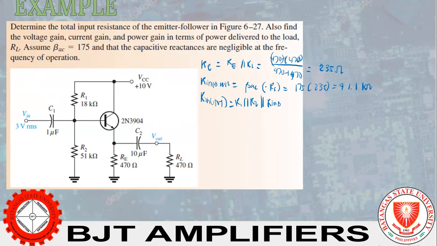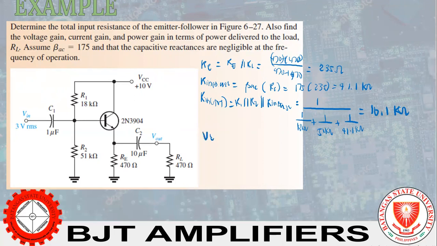Ay, ano ba 'yan? Rn base. So, 1 over Rn base equals 1 over 18 kilo ohms plus 1 over 51 kilo ohms plus 1 over 41.1 kilo ohms. And that would be equal to 1 over 1.18 plus 1 over 150 kilo ohms plus 1 over 41 kilo ohms, and that would be equal to 10.1 kilo ohms. Okay, we have the Rn tot.